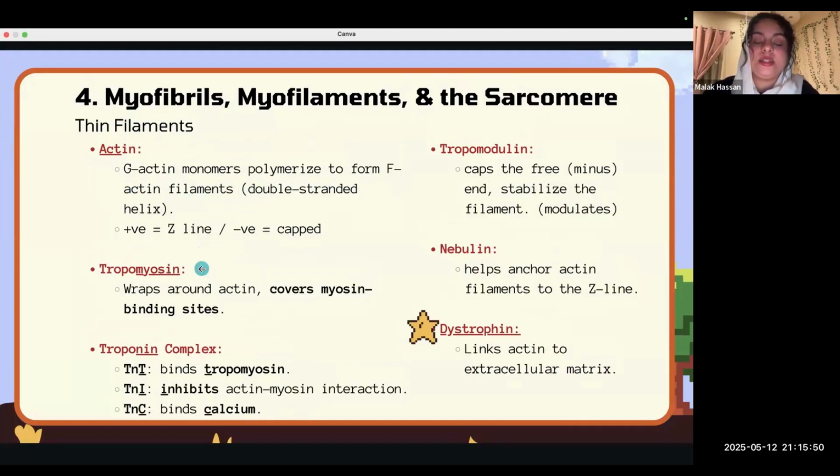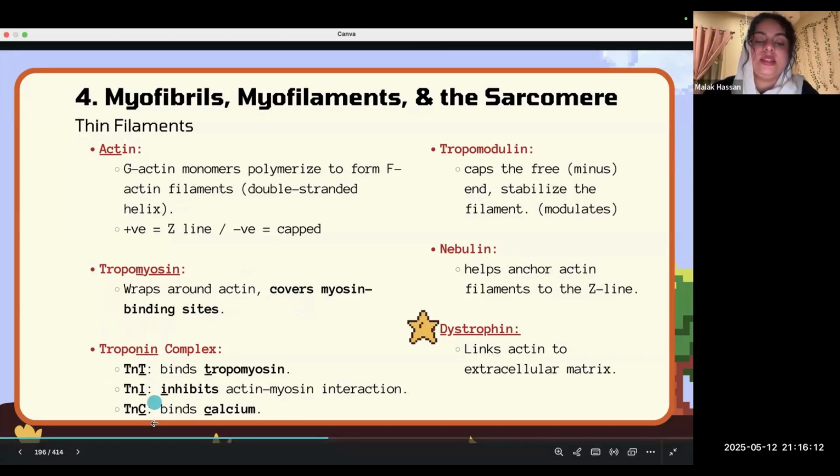You have tropomyosin, which wraps around actin, and it covers the myosin binding sites. So tropomyosin covers the myosin binding sites on actin, okay? Now you have troponin. It has the last 3 letters, nin, so that means it has three components, right?